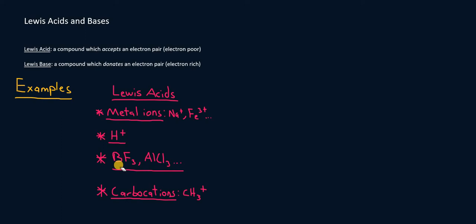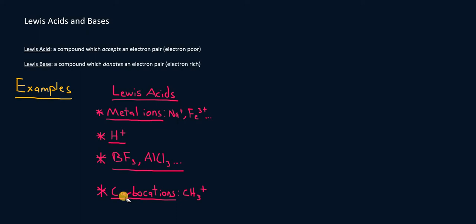Boron and aluminum compounds. So if you see a compound like BF3 or AlCl3 or AlF3 or any of those compounds where boron or aluminum are the central atom, those are going to be very common Lewis acids, especially BF3. You see BF3 a lot acting as a Lewis acid.